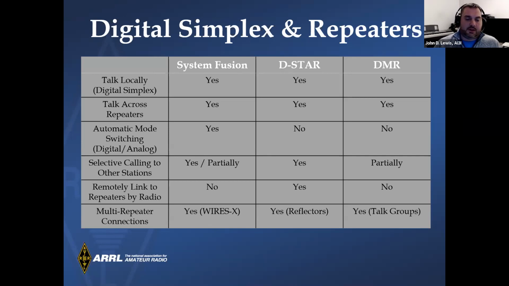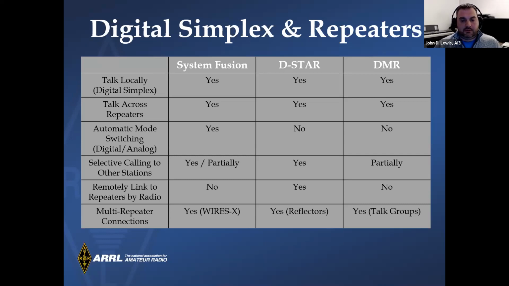What else? Remotely linking repeaters by radio. This is something I kind of glossed over earlier. This is why D-Star is sort of complex in its nature, because it adds extra features to let you link and unlink to reflectors, which we'll talk about next. Yes, you can do that with D-Star. System Fusion and DMR, for the most part, no. They are what they are out of the box.